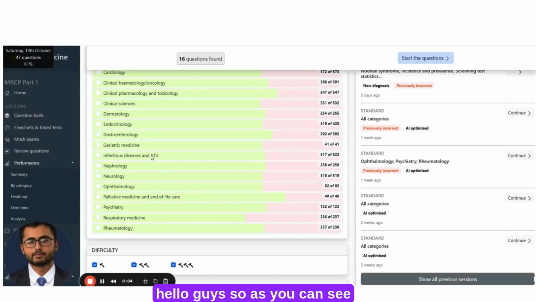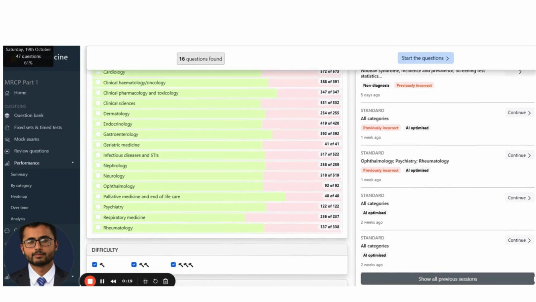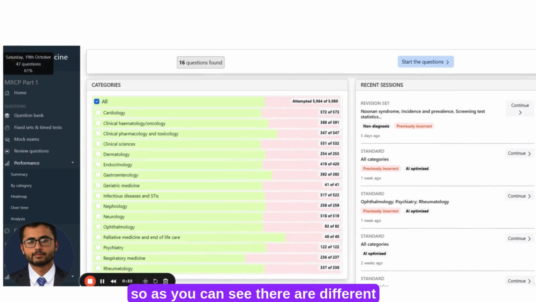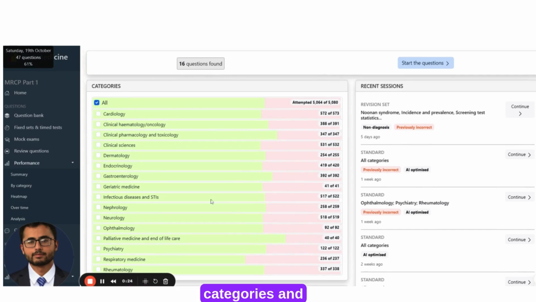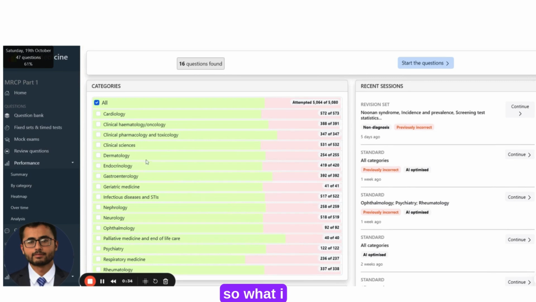Hello guys, so as you can see, this is the front page, home page of the MRCP. First of all, I'm going to show you the question bank, and here it is. I have opened it. As you can see, there are different categories, and the green portion is showing the number of questions I've got right, and the red ones are showing the wrong ones.